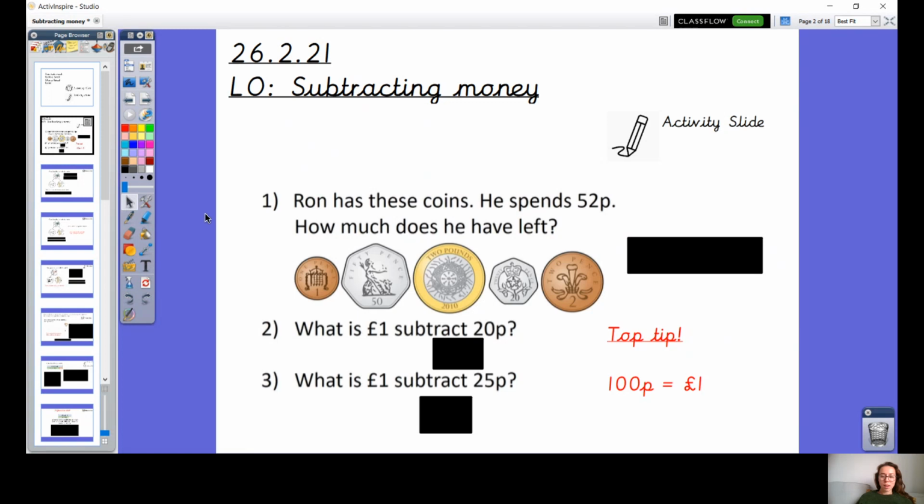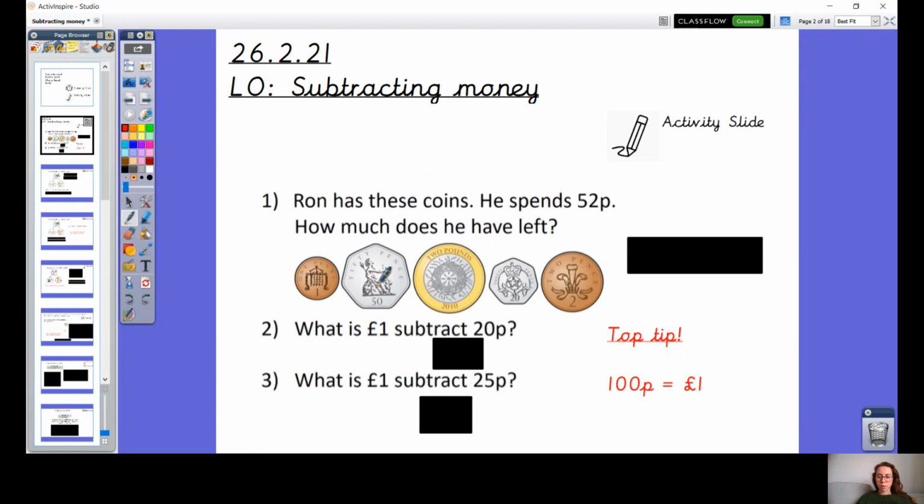Well done. So yesterday we were adding money. Today we're going to be subtracting money, so we're going to be doing the opposite. Let's look at these questions to see how we got on. Question one, Ron has these coins. He spends 52p. How much does he have left?